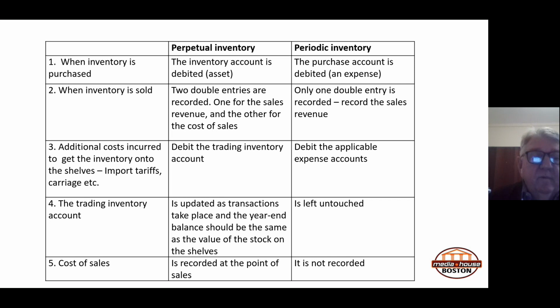Cost of sales, that is recorded at the point of sales. That is when I talked about when inventory gets sold, that is where you record the cost of sales. The cost of sales is reported when we sell it, and under the periodic inventory, we don't use cost of sales, we simply use purchases.